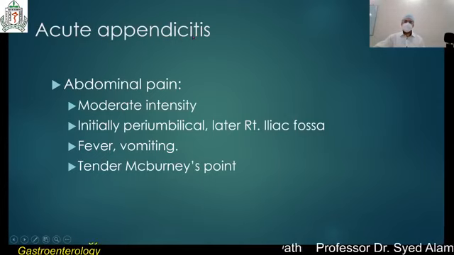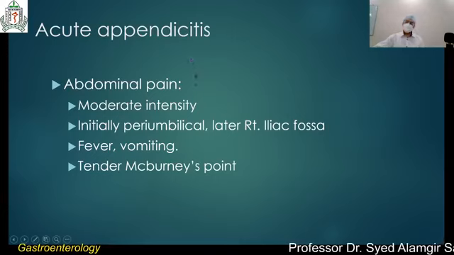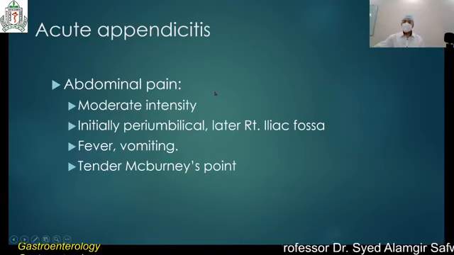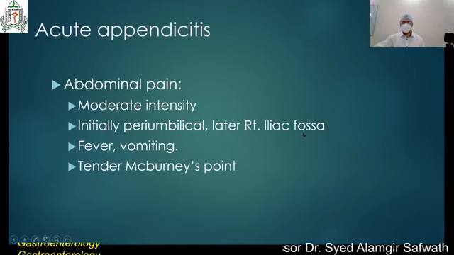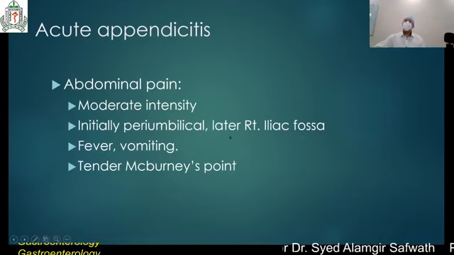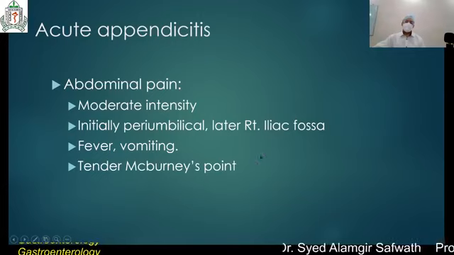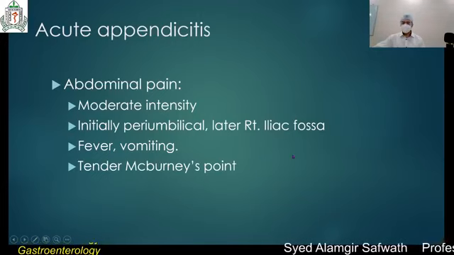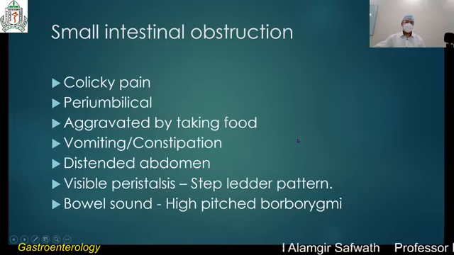In case of appendicitis, as we have already discussed, the pain is moderate in intensity, initially at the periumbilical area, later it settles to the right iliac fossa. Patient may have some history of fever or vomiting, and you will find that McBurney's point is tender. So these are the features of acute appendicitis.